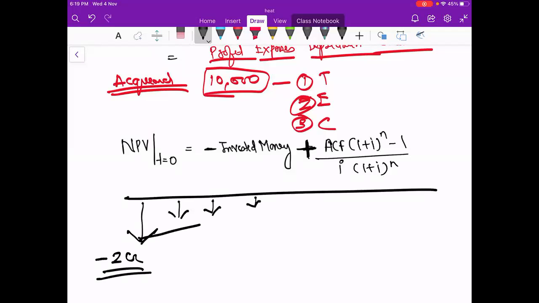Your curve will go like this, and at some point it will intersect with this. It means at this point the NPV is 0. There will be one point when NPV will be 0. Then it will go up like this. So this is the idea of NPV. Okay, so everyone got this point?